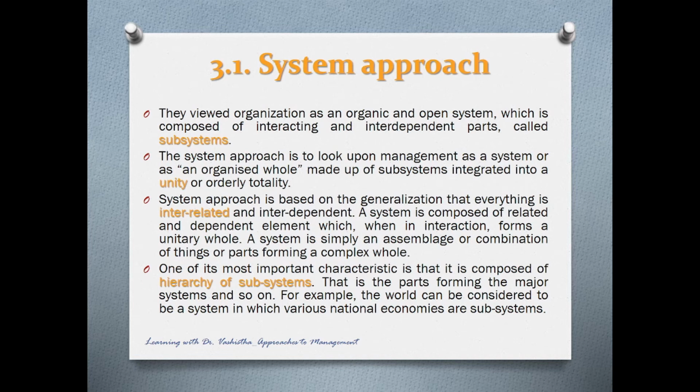Now a system is composed of related, interdependent elements which, when in interaction, form a unitary whole. So a system is simply an assemblage or combination of things or parts forming a complex whole. One of its most important characteristics here is that it is composed of a hierarchy of subsystems. Further, when these systems are combined, there has to be a well-defined hierarchy under this system, that is, which subsystem will work under which other subsystem.